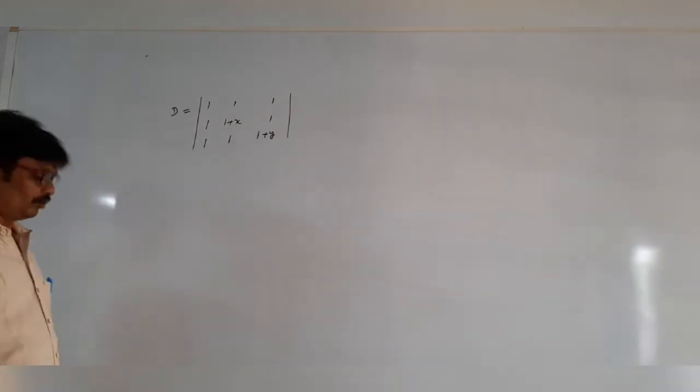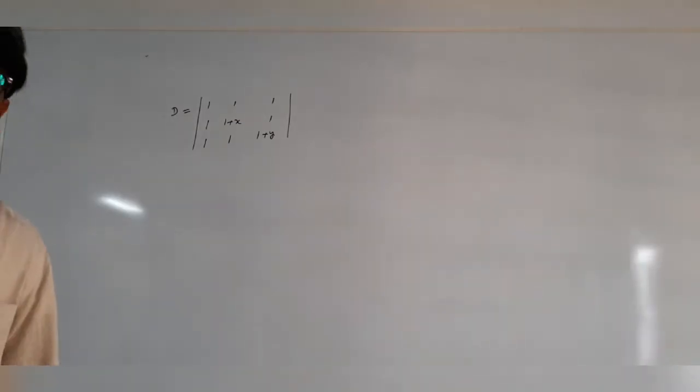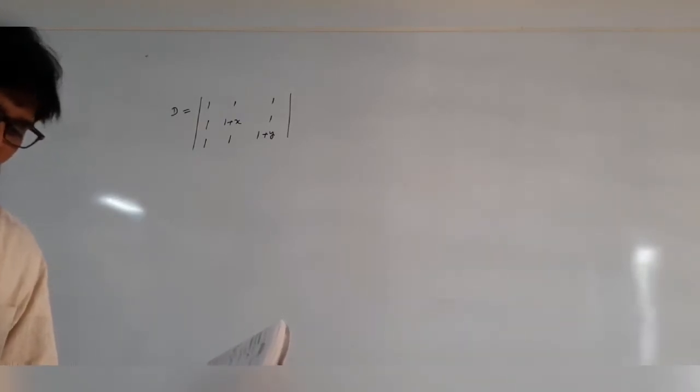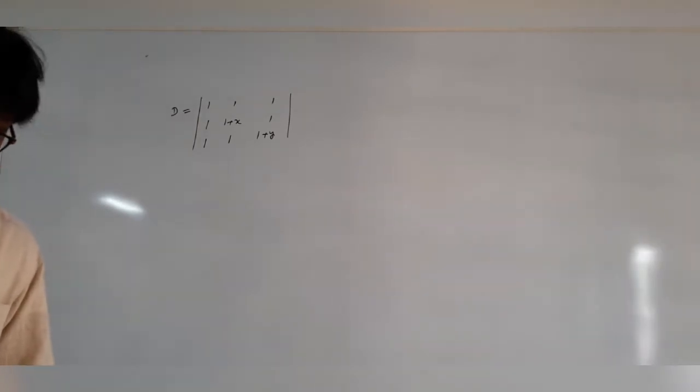Dear students, this is also a previous JEE Mains question. D is given as: first row 1, 1, 1; second row 1, 1 plus x, 1; third row 1, 1, 1 plus y. The options are: D is divisible by neither x nor y, divisible by both x and y, divisible by x but not y, and divisible by y but not x.